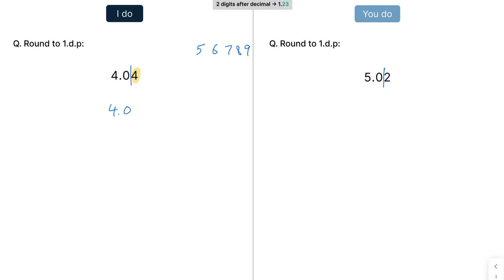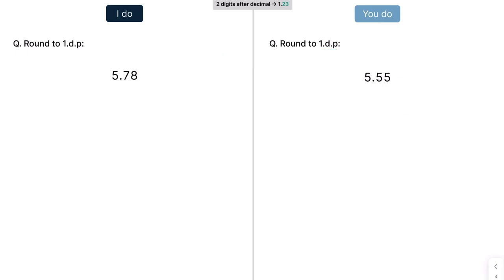So again, draw the line after the first decimal place. Look at the decider. Is the decider 5, 6, 7, or 8? No, it's not. So we're going to leave our answer as it is. We're not rounding, so that's going to be 5.0. And note here, the answer is 5.0. 5 is not going to be allowed because the question says round to 1 decimal place. So you need to give your answer to 1 decimal place. So the correct answer in this case is this one and not this one.